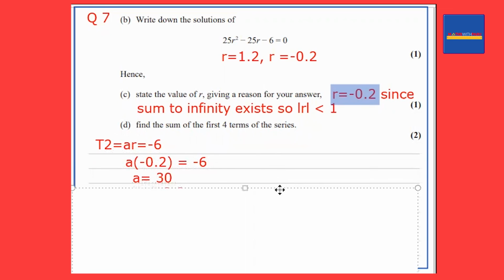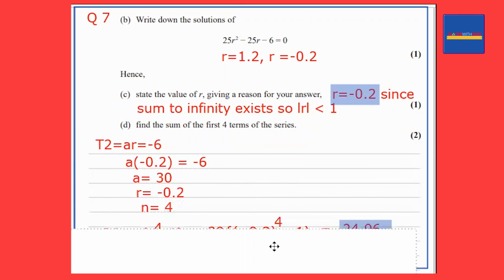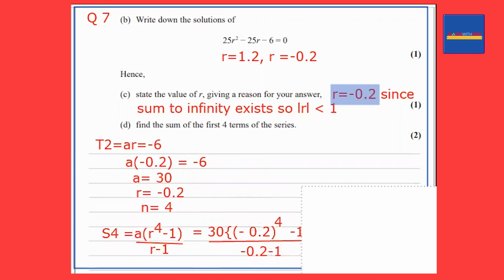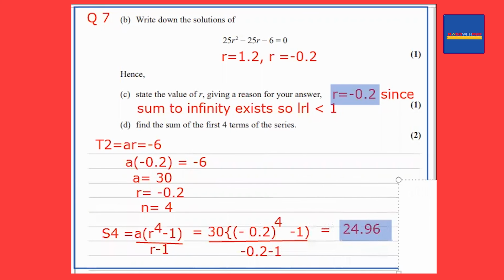Since ar is equal to minus 6, a into minus 0.2 is equal to minus 6, and we find that a is 30. If a is 30, r is equal to minus 0.2 and n is equal to 4, we can use the equation we have for the sum of 4 terms. S4 is a into r to the power 4 minus 1 over r minus 1. A is 30 into minus 0.2 to the power 4 minus 1 over minus 0.2 minus 1. When we evaluate that, we end up with this answer, 24.96. So that answers question 7, part D.